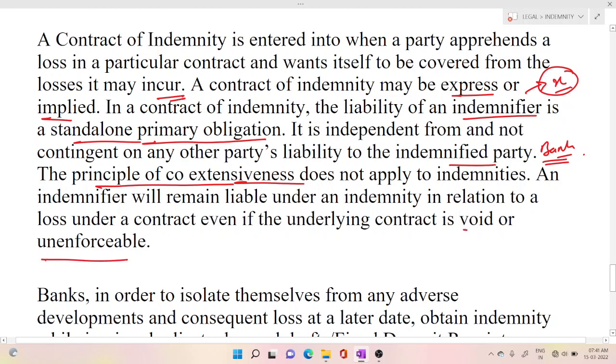Okay, what does this mean? This means that here X, that customer, will remain liable under the indemnity in relation to a loss under a contract, even if that contract is void and unenforceable. Who will be held liable? Mr. X, that customer, will be held liable. That indemnifier will remain liable for the loss that the bank is going to face.